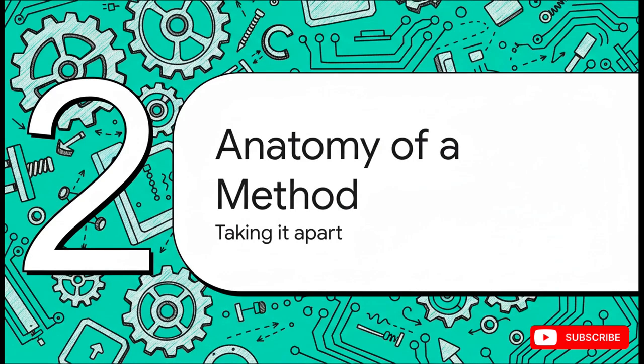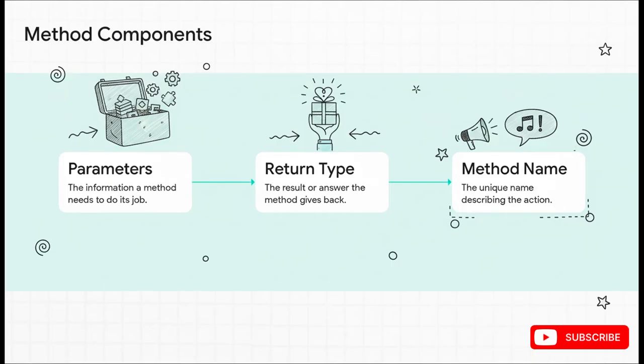All right, so we get the why. Now let's pop the hood and see the how. What are the essential parts that make a method actually work? It's time to take the machine apart. Think of it like this. Every method has a signature, and it's built from three key ingredients. First, you've got parameters. That's the information the method needs to do its job. Second, the return type. That's the answer it hands back to you. And third, of course, is its name, which tells you what it actually does.